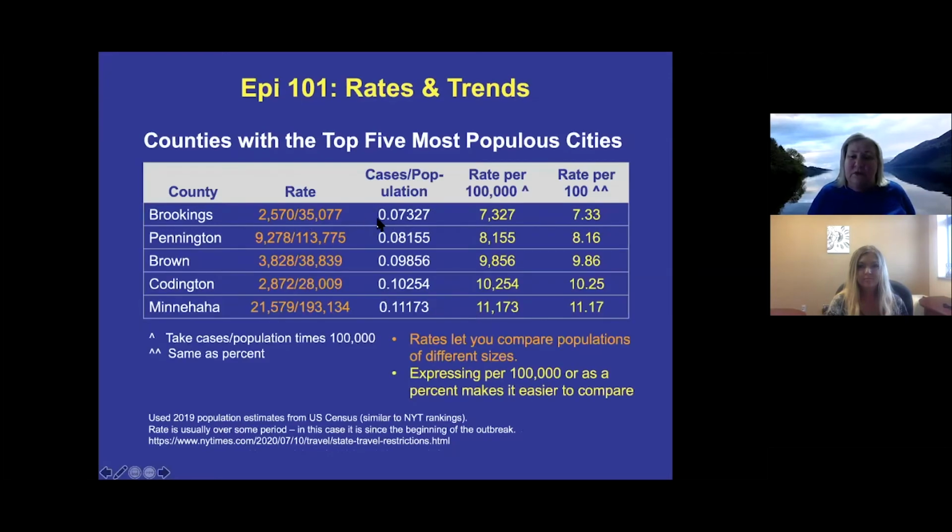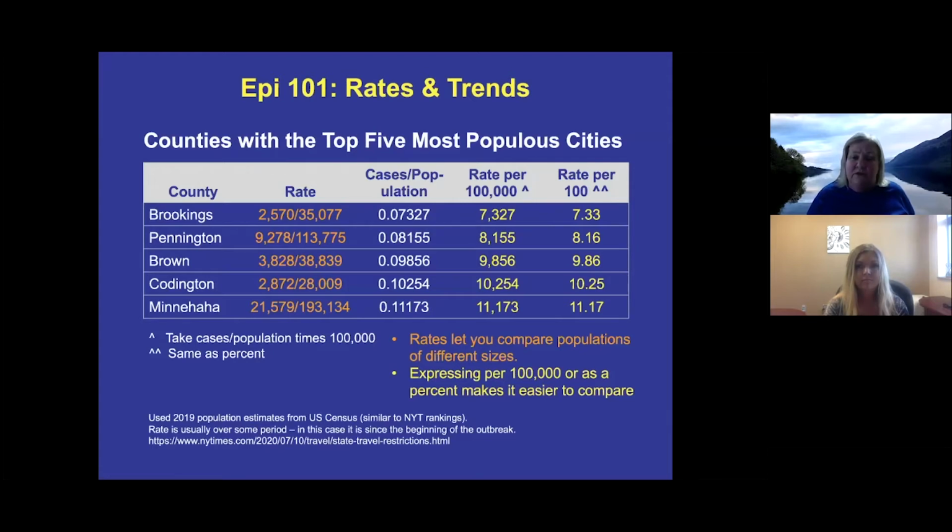So what we do is we just divide this by this, and that's what you come up with, 0.07327. So these rates let us compare these populations of different sizes with a smaller number. But even this is confusing to people because it's like, 0.07327, what does that mean? Well, I can simply multiply this number by 100,000 and come up with this. And that's what a lot of the websites that are tracking COVID are using, a rate per 100,000.